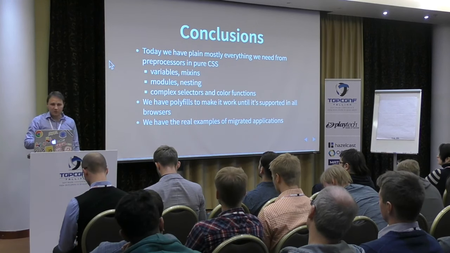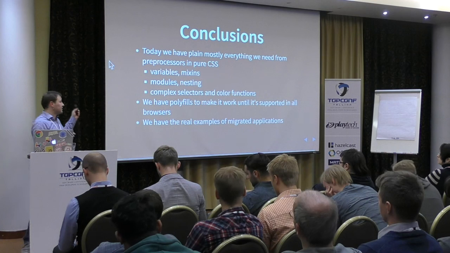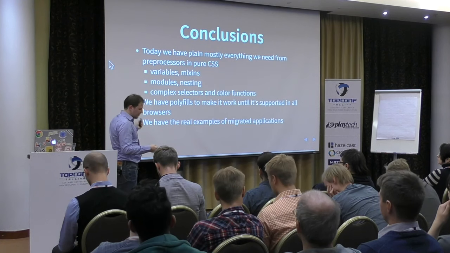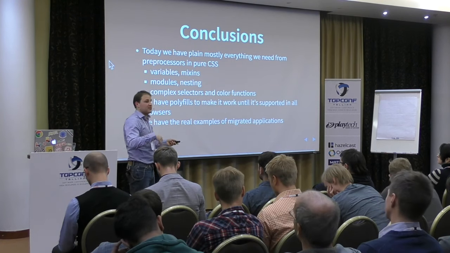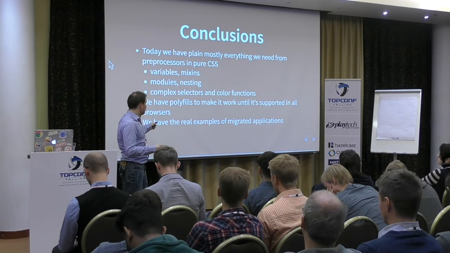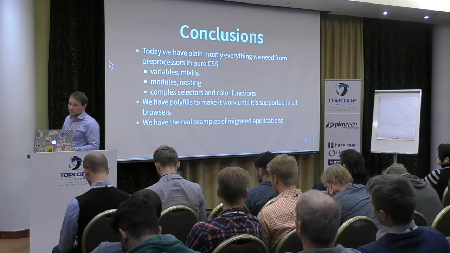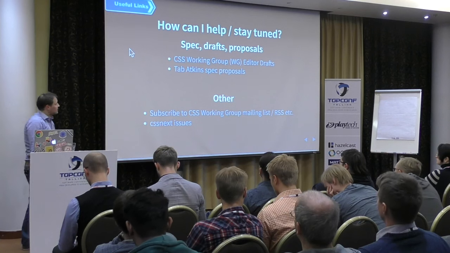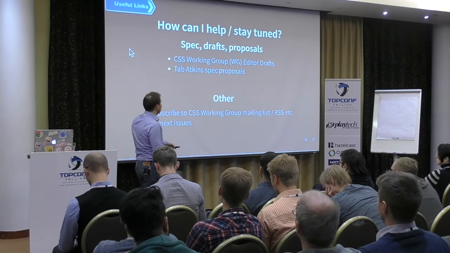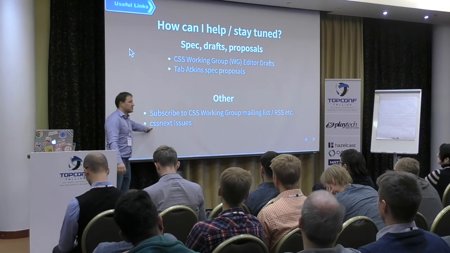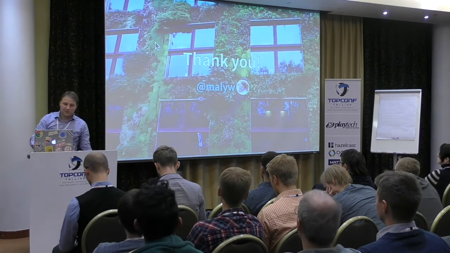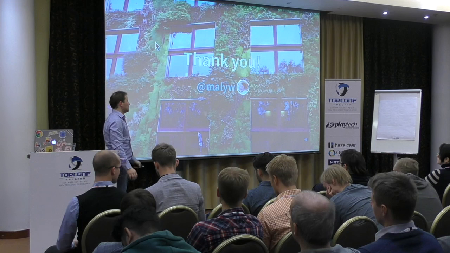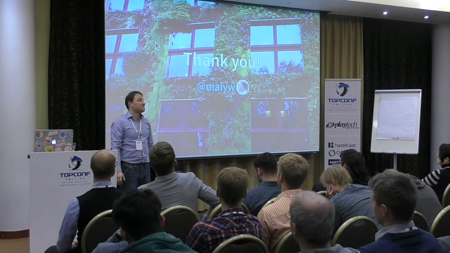So, conclusions for today. Today we have plenty, mostly everything we needed from a preprocessor, in pure CSS. We have variables, mixins, modules, nesting, and complex selectors. And we even have polyfills to make sure that if something is not supported, we can make it work for browsers which don't support it. And we even have real examples of already migrated applications, which you can follow and see how it works. And here is how you can stay tuned. You can subscribe to CSS Working Group editor drafts or the mailing list and some spec proposals, and even CSS Next issues. Or follow me on Twitter, where you can learn about the latest browser editions and the whole situation about the future of CSS. That's everything I wanted to talk about today. Thank you, guys.